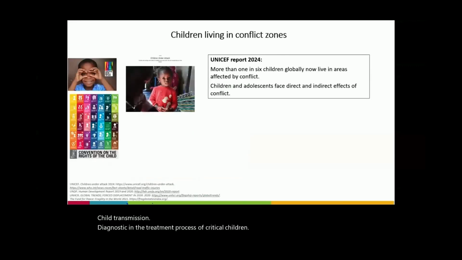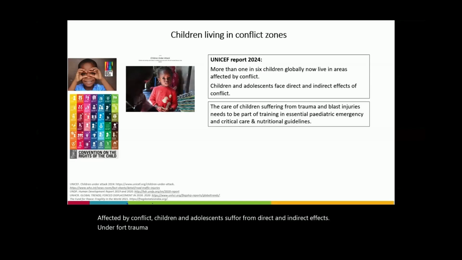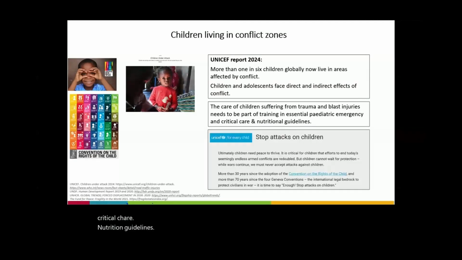Children living in conflict zones. More than 1 in 6 children globally now live in areas affected by conflict. Children and adolescents suffer from direct and indirect effects, and therefore trauma care and blast injuries needs to be part of essential pediatric emergency and critical care and nutritional guidelines. And overall, attacks on children need to be stopped.